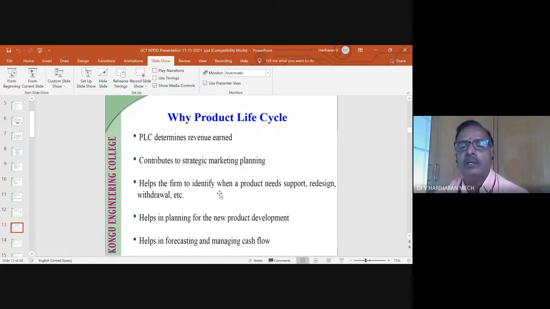So when your product needs support, redesign or withdrawal, all these things will be properly identified. Then it helps in planning for new product development. It also helps in forecasting and managing cash flow. This product life cycle helps you forecast how much you are going to manufacture in the future, and in managing the cash flow. Your money flow will also be based on this product life cycle. So all the things will be based on this diagram.